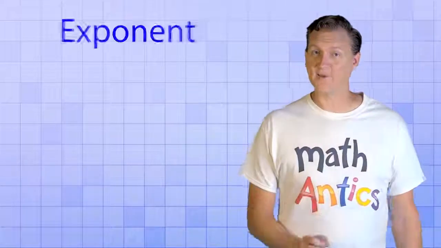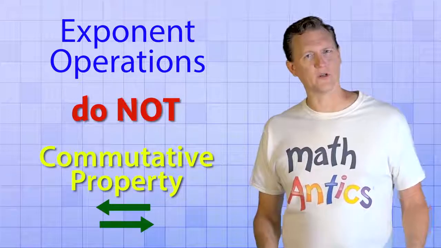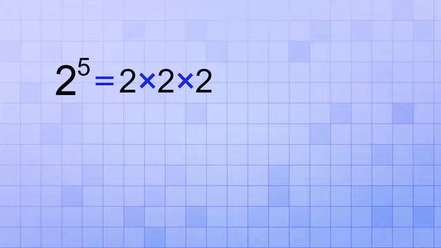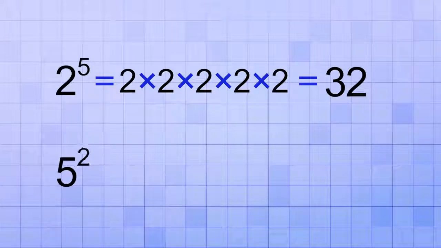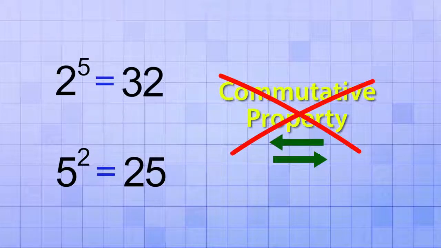Oh, and one more thing you should know before we move on, is that exponent operations do not have the commutative property. In other words, you can't switch the order of the numbers without getting a different answer. For example, 2 to the 5th power is 2 times 2 times 2 times 2 times 2, which equals 32. But if we switch the numbers, 5 to the 2nd power is 5 times 5, which equals 25. So exponents do not have the commutative property.